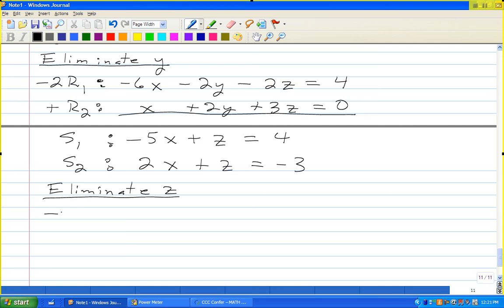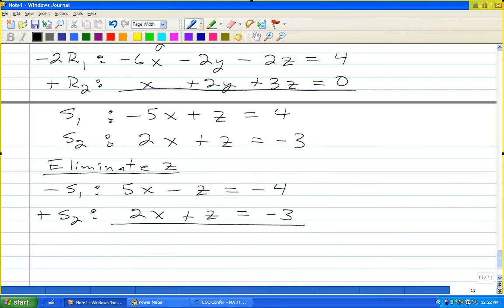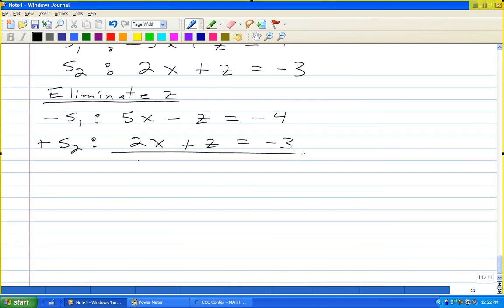So I'll take negative S1, 5x minus z equals negative 4, and take S2, 2x plus z equals negative 3. Add them. So you get 7x equals negative 7. Divide by 7. X equals negative 1.